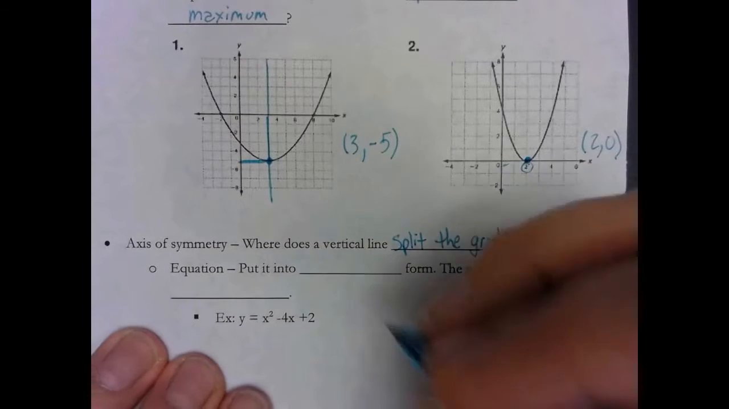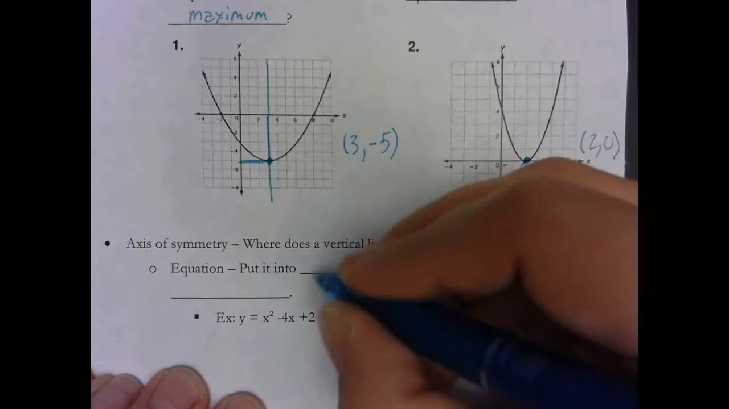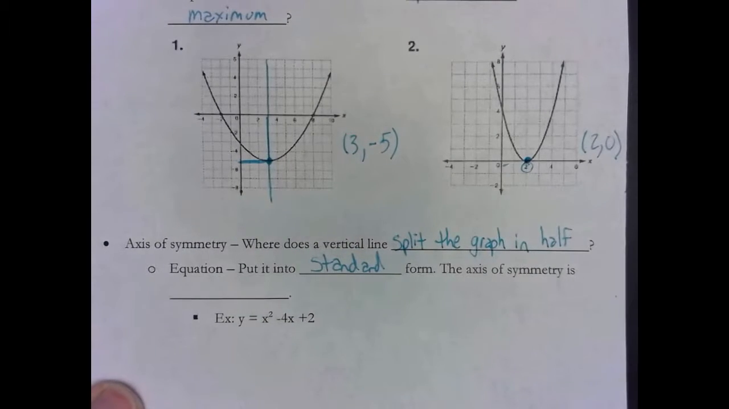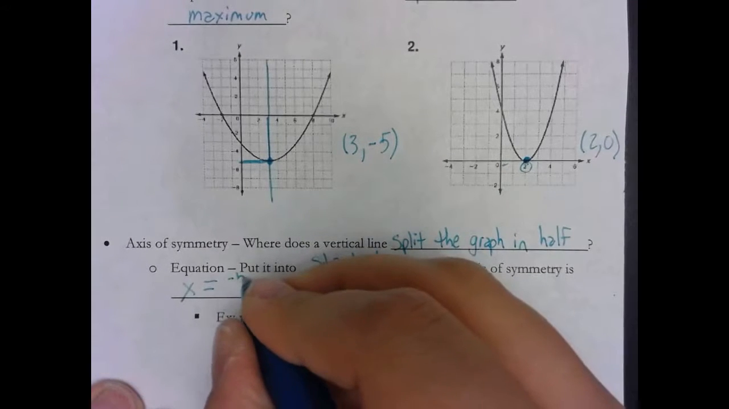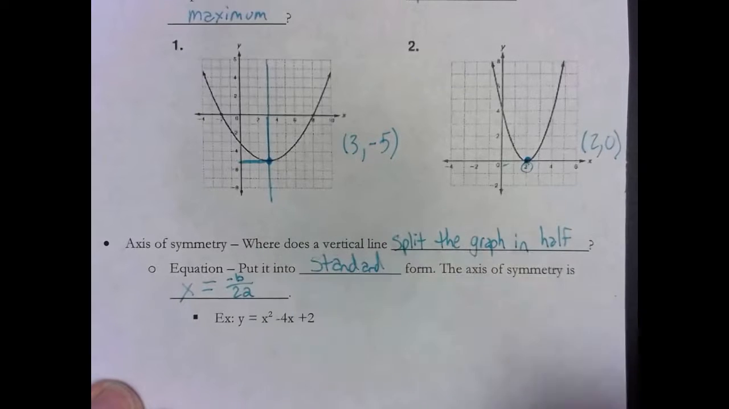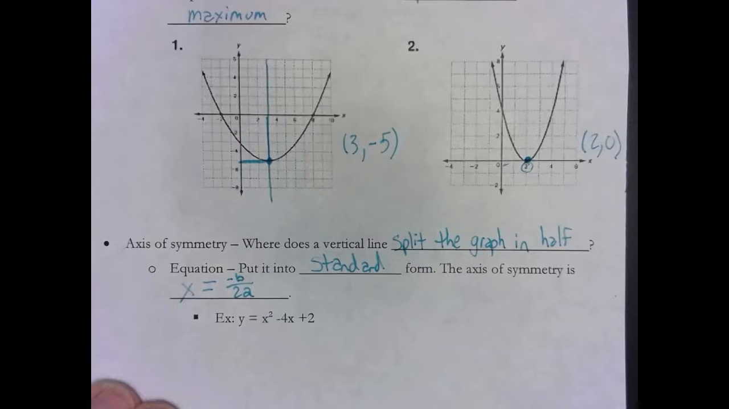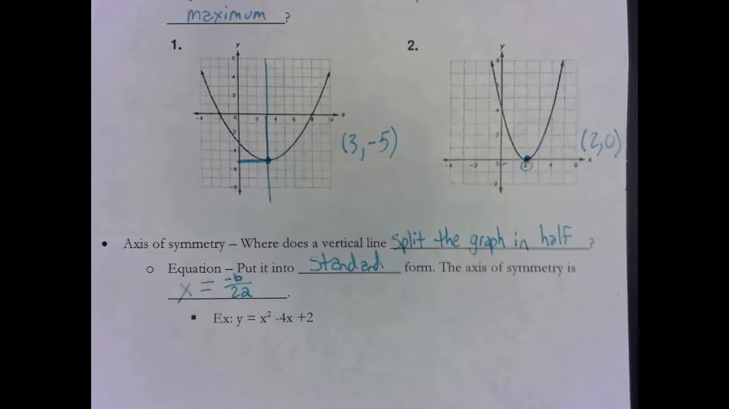Well, if you're given an equation, guess what form we're going to put it in? That's right, standard. And the axis of symmetry will be x equals negative b over 2a. That's right, it's the exact formula we found to find the x value of a vertex. So let's see an example.